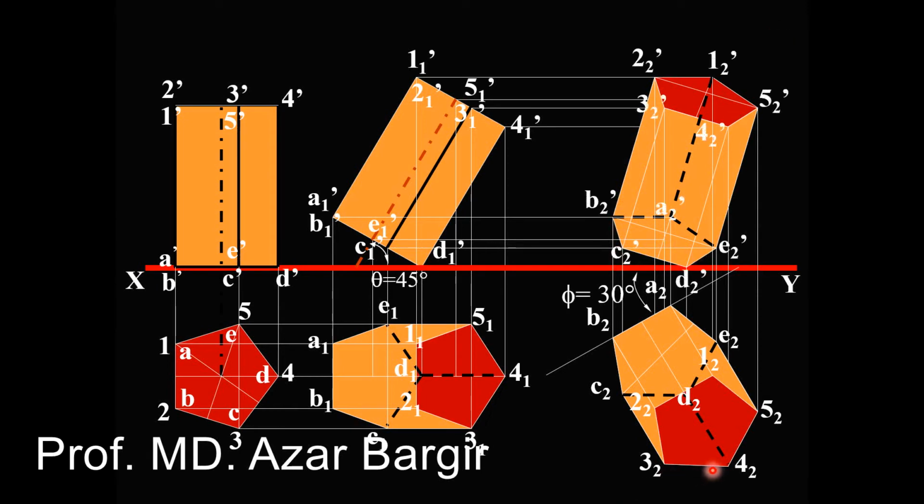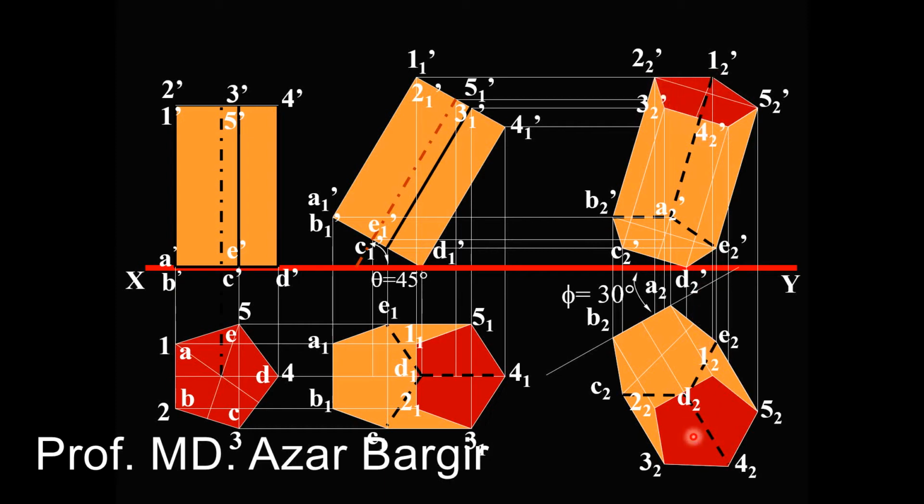After that you have to observe from the bottom, from this side. The observer is looking from this side, downward side. This red color will be directly visible, so the pentagonal shape of the top face should be dark.